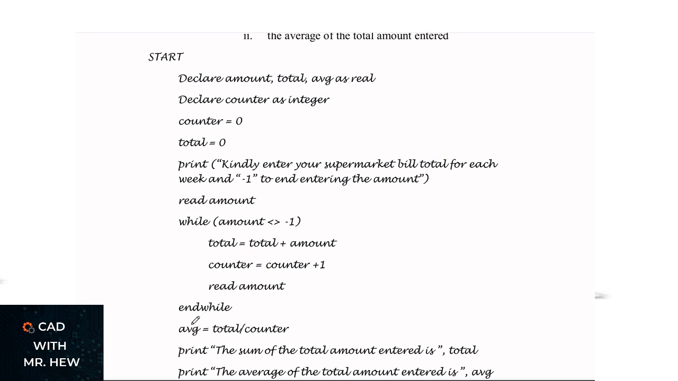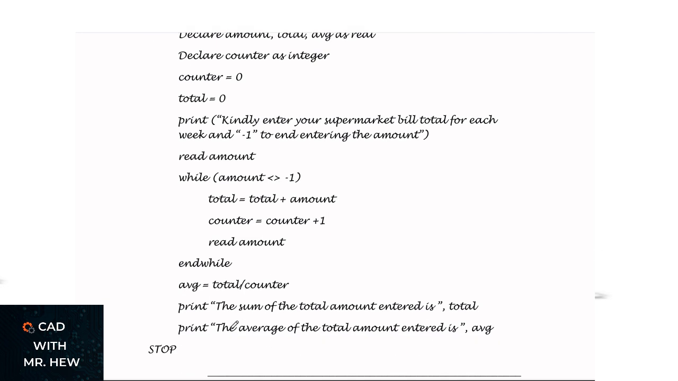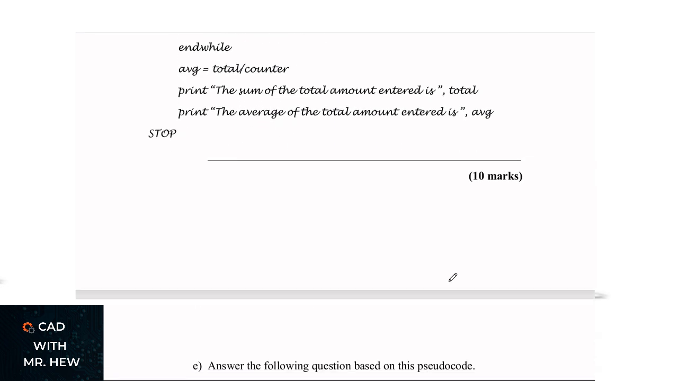Then we have average is equal to total divided by counter. Then we're going to print "The sum of the total amount entered is ", comma, total. Then we have print "The average of the total amount entered is ", comma, AVG, stop. So this answer would give you 10 marks.